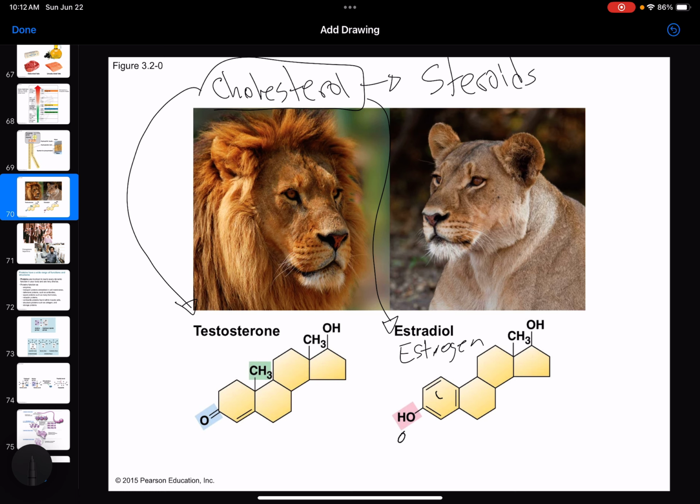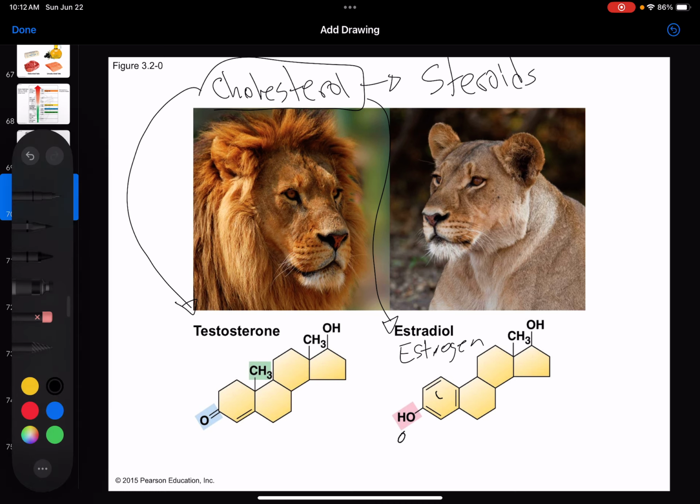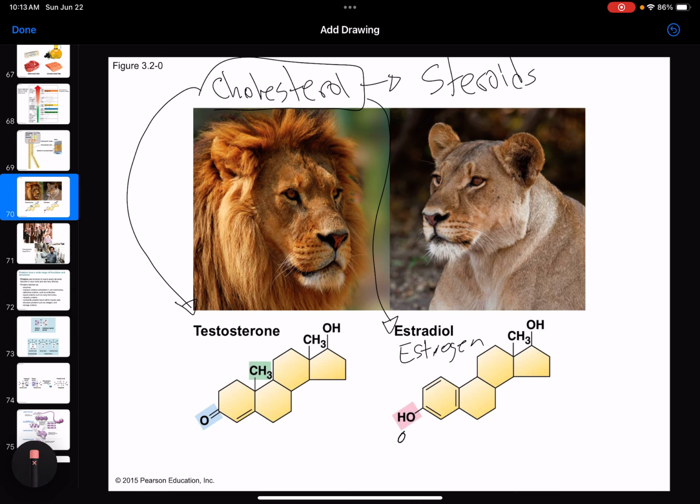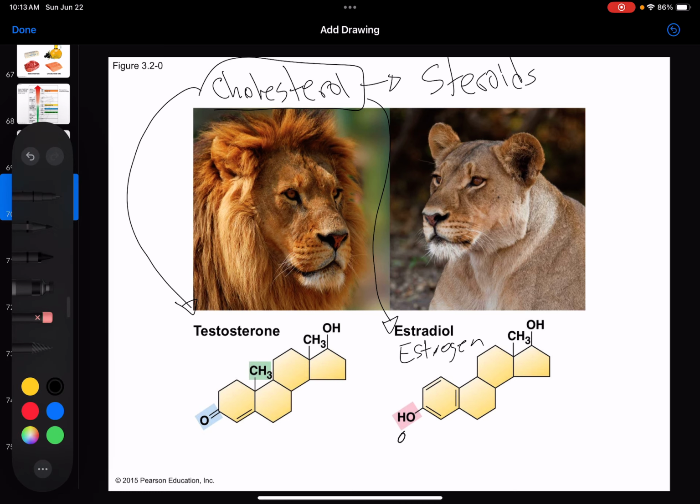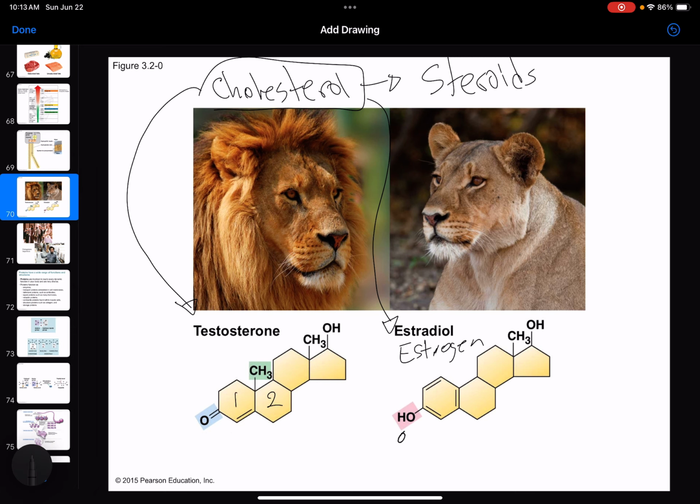And look at cholesterol side by side. Do you notice that the cholesterol has the same 1, 2, 3, 4 rings? All of those are hydrocarbons. All those rings are made up of carbon and hydrogen, and that's it. Do you recognize this functional group? You should have said alcohol.